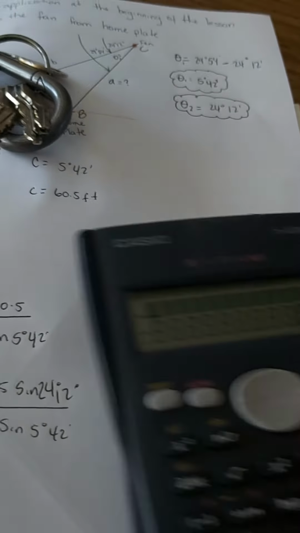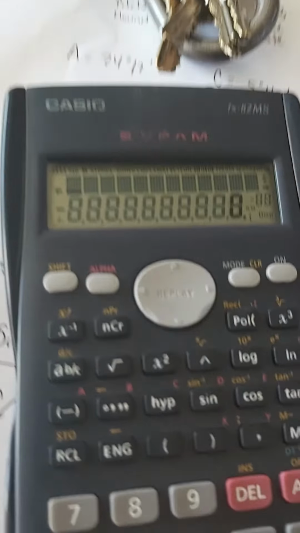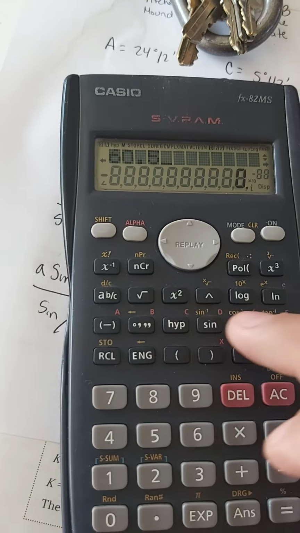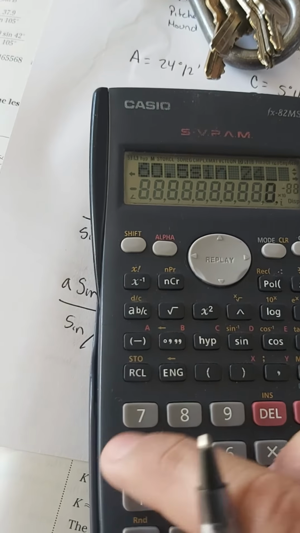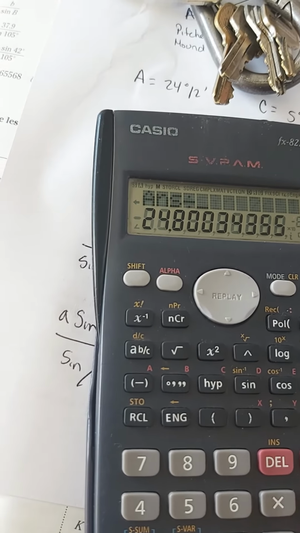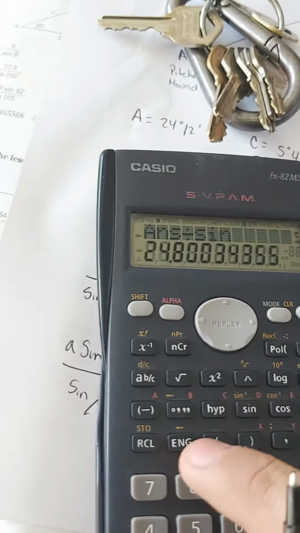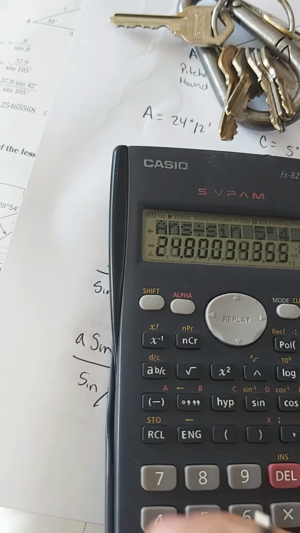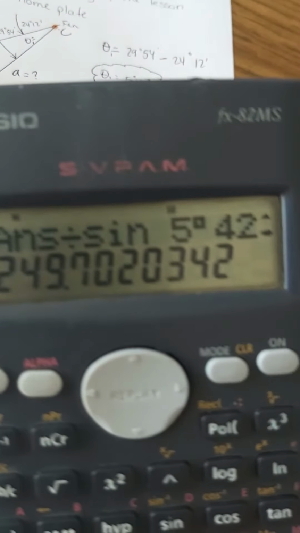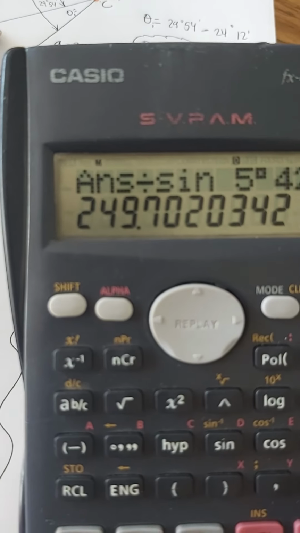So we use our calculator. 60.5 sine of 24 degrees 12 minutes divided by sine of 5 degrees 42 minutes. That's equal to 249.7.